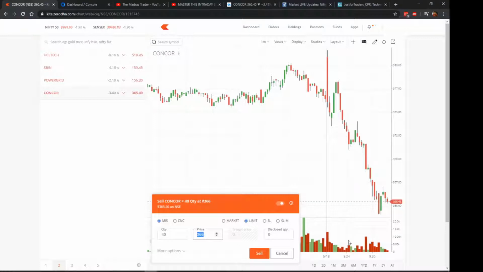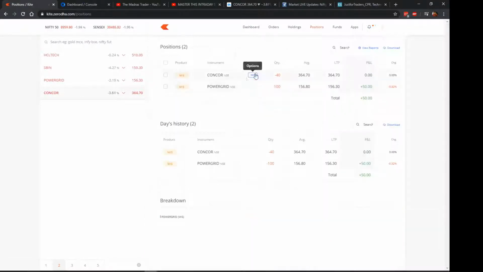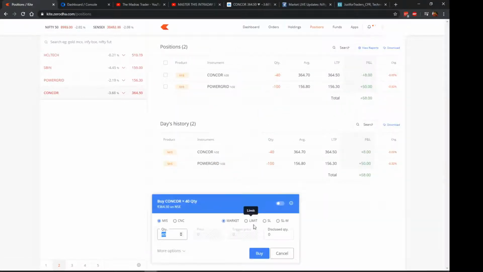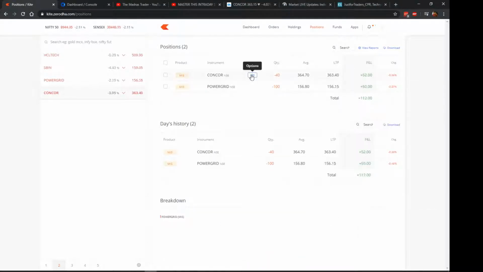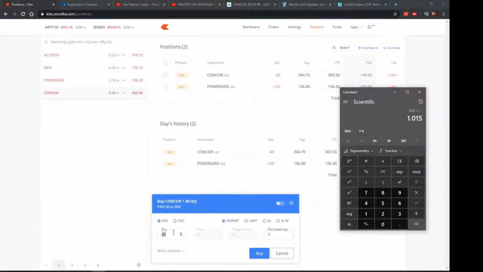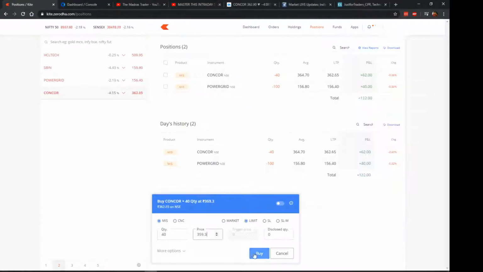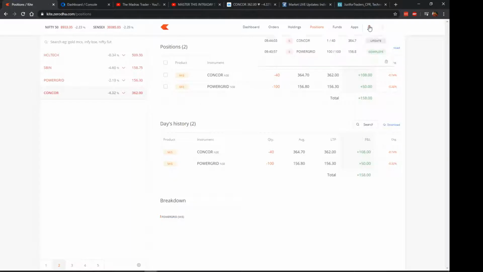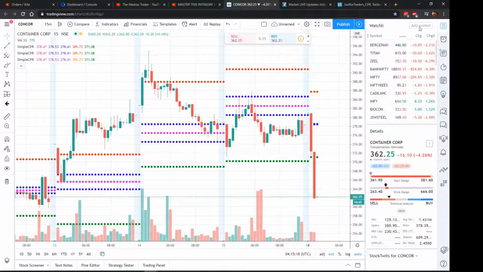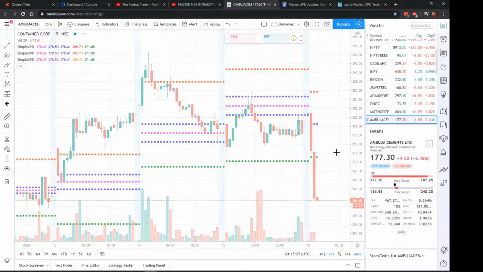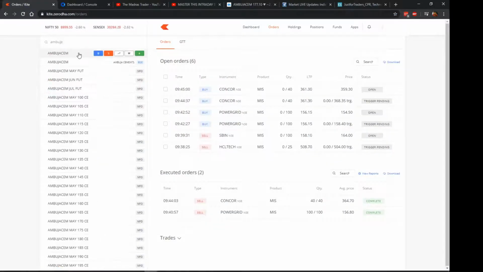So either way, now we are looking at Container Corporation. Both of them have triggered now, and we will set the stop losses and the target profit as two different trades. After Container is placed, we will move on to Ambuja Cement. Again, Ambuja Cement is also going down.